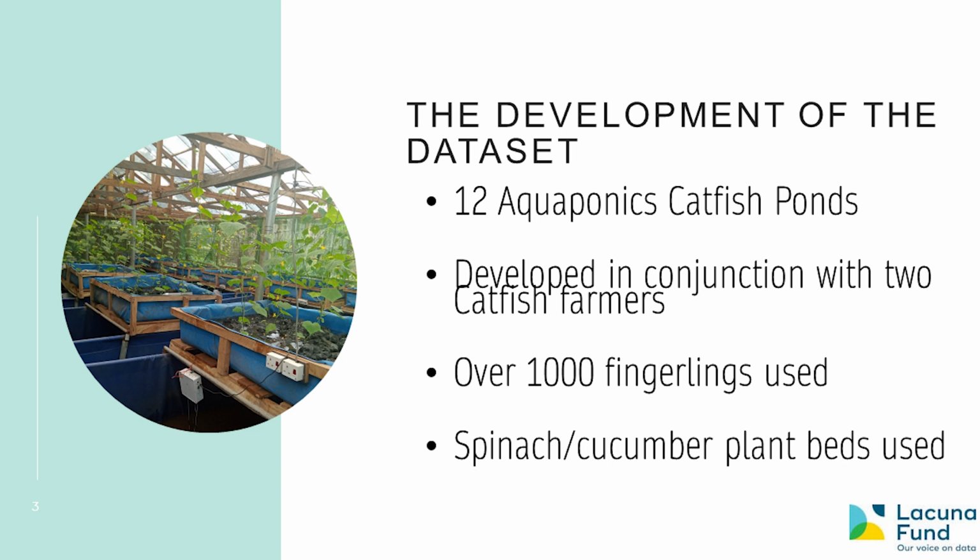We also worked with 2 farmers, and we set up similar ponds at their sites as well as on the campus. One of the sites was a control, while the other was a combination of aquaponics and just aquaculture. We used 1,000 fingerlings and grew them for about 9 months. During the process, we were collecting the data.